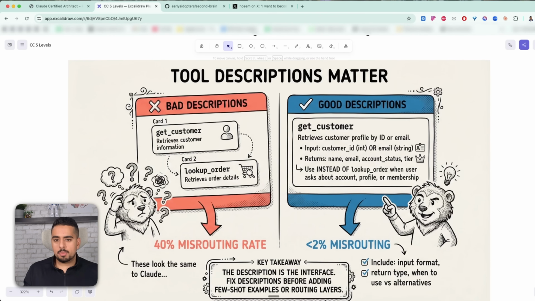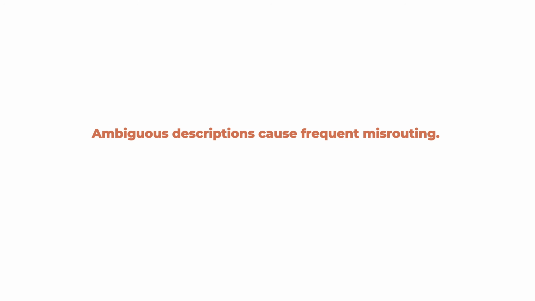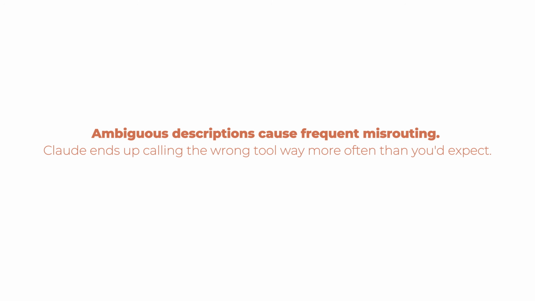And that's typically not a small feat because you can have two tools that have vague overlapping descriptions, like one that retrieves customer information and another that retrieves exactly what the order entails. So that could lead to some form of communication issues. So Claude has to essentially guess. And the exam guide covers this very clearly. Ambiguous descriptions cause frequent misrouting. So Claude ends up calling the wrong tool way more often than you'd expect.